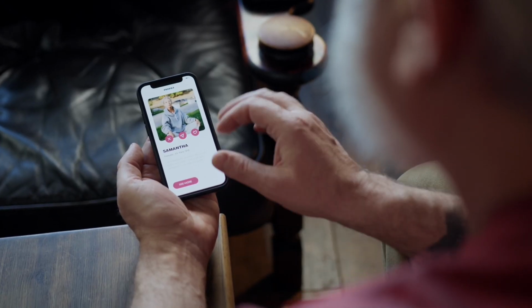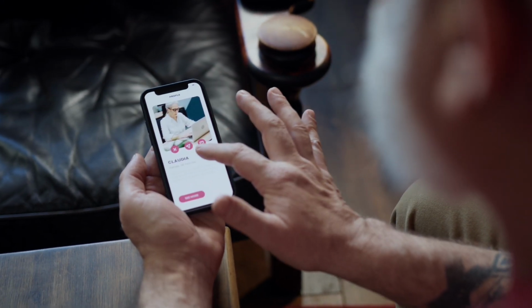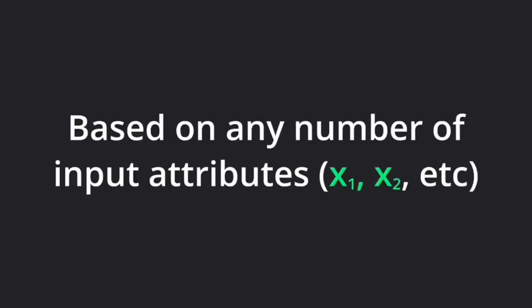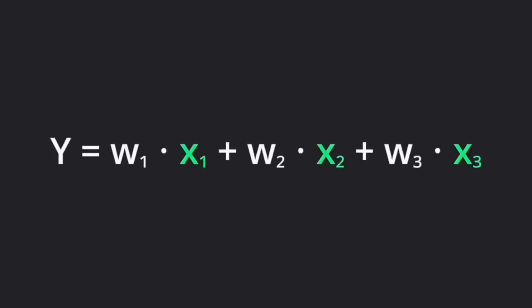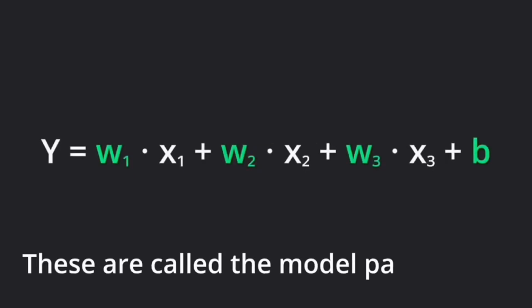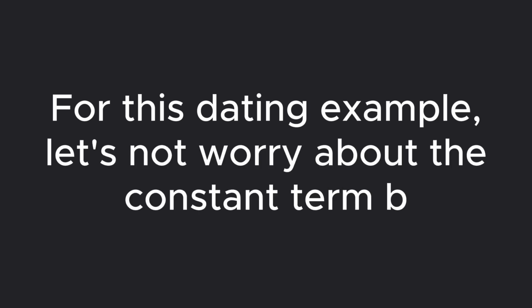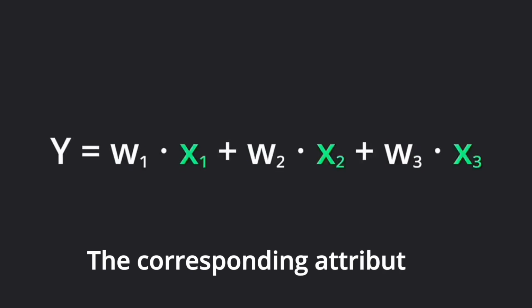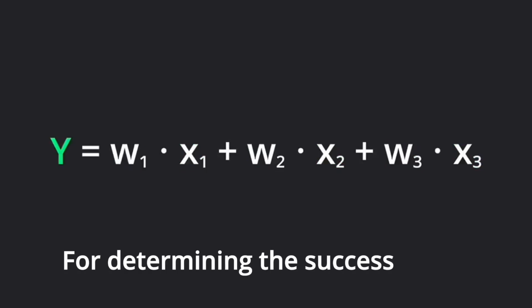We'll use it to predict someone's success on dating apps like Tinder. The goal is to predict an output Y based on any number of input attributes. For each input attribute, we have a weight, symbolized by W, and we sometimes add a constant term, B. These are called the model parameters. For this dating example, let's not worry about the constant term B. Each weight signifies how important the corresponding attribute is for determining the success rate Y.